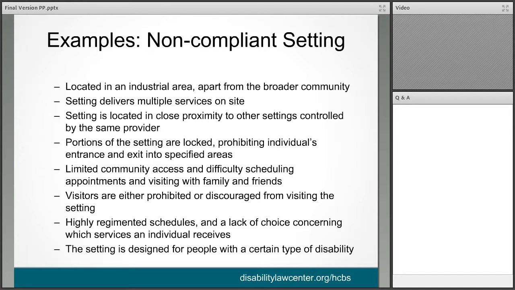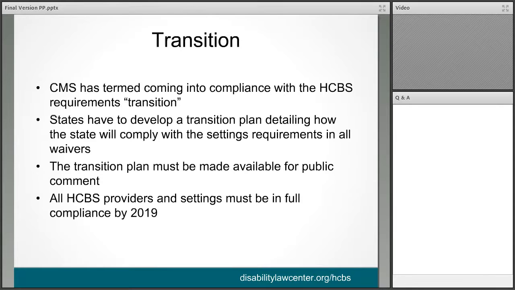A non-compliant setting might also deliver multiple services on site, meaning services are brought to the setting rather than people being afforded the opportunity to go out into the community to receive them. The setting might be located in close proximity to other settings controlled by the same provider. So, if a group home is very close to a day program or a workshop, that might be the type of setting that could prove to be problematic.